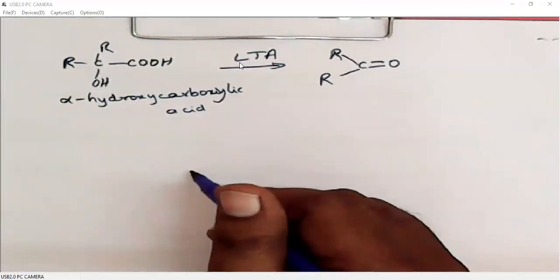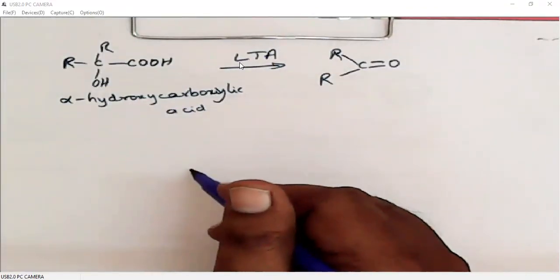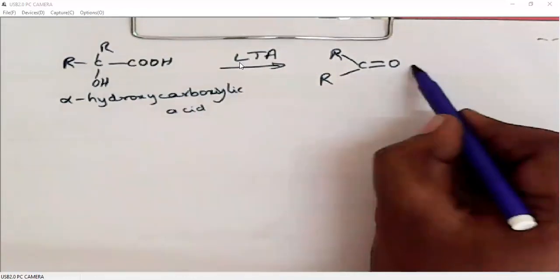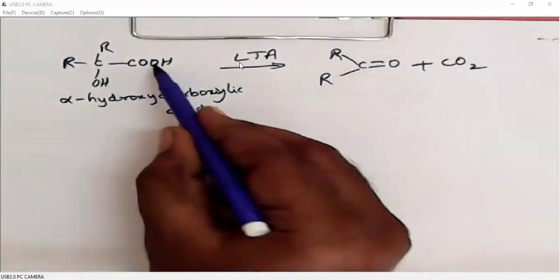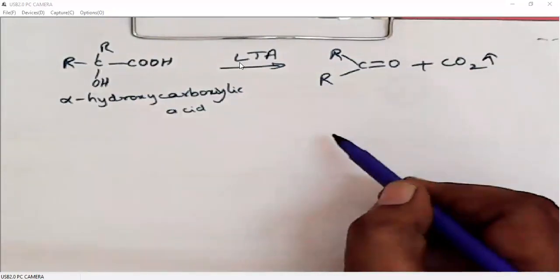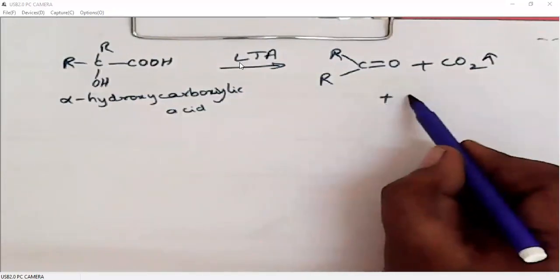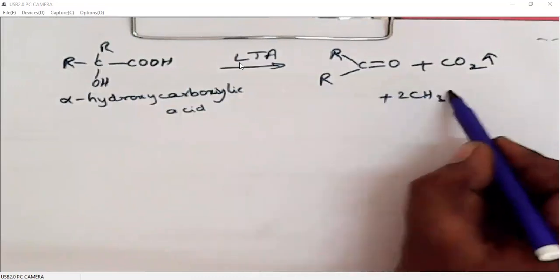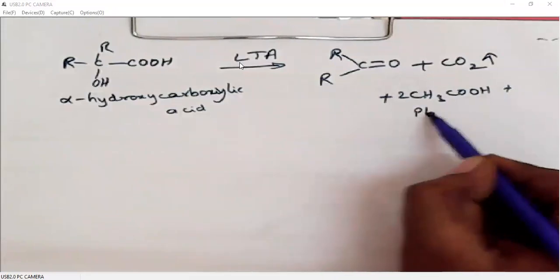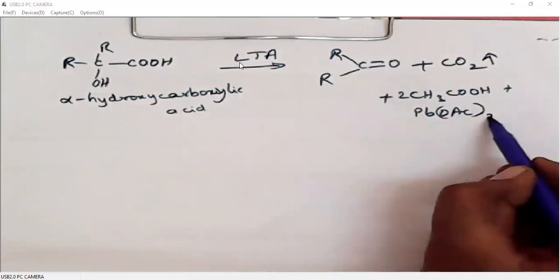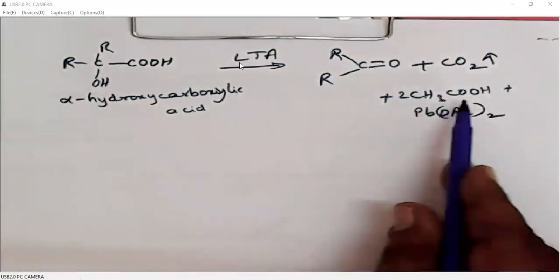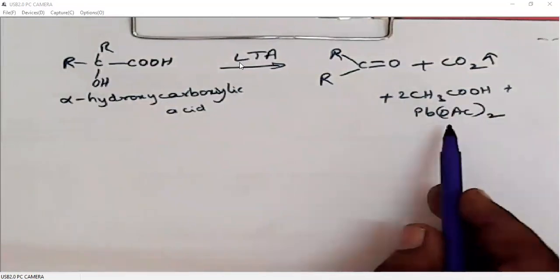So it will undergo decarboxylation. This carboxylic acid will undergo decarboxylation, so carbon dioxide gas will be generated. Of course, in a similar fashion, we will be losing two acetic acid molecules, plus we are getting lead diacetate. These two acetic acid molecules are from lead tetraacetate.